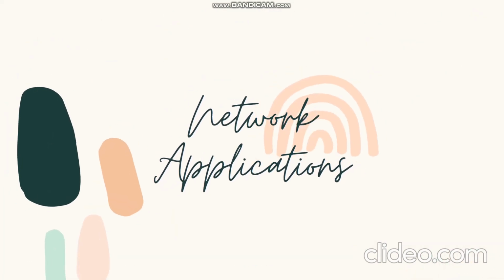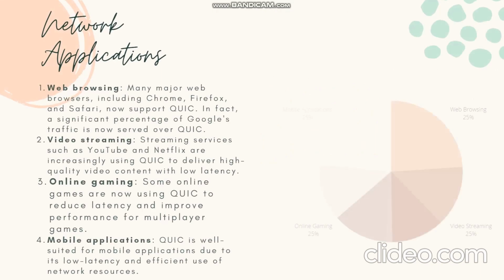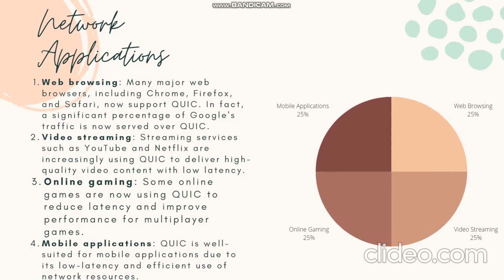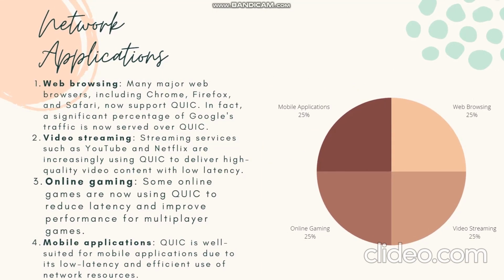Next, we are going to look at the network applications, like where it is used in the current scenario. The first network application is web browsing. Many major web browsers, including Chrome, Firefox, and Safari, which constitute more than 90% of the web browsers used daily by most people, support it. In fact, a significant percentage of Google's traffic is now served over QUIC.